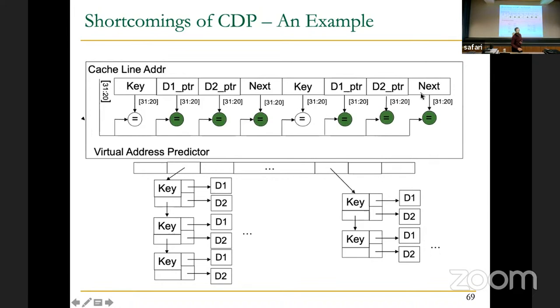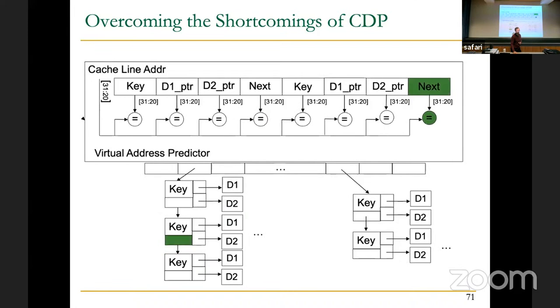So if you actually do content-directed prefetching as proposed, you're going to prefetch data one pointer, data two pointer, next pointer addresses, basically. And then data one pointer, data two pointer, and the next pointer for the next entry in the hash table. That's assuming the data layout is this way in the cache block. So you're going to prefetch six things, but probably only the keys are useful, or next ones are useful. Basically, you should really prefetch just the next pointers. That's the idea over here.